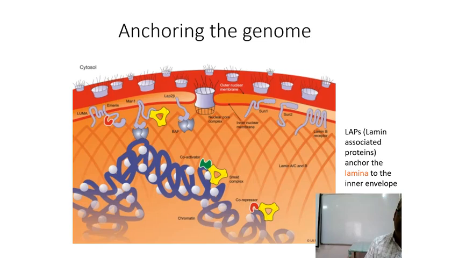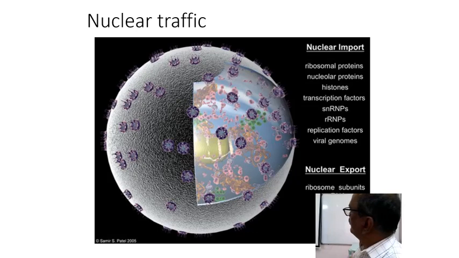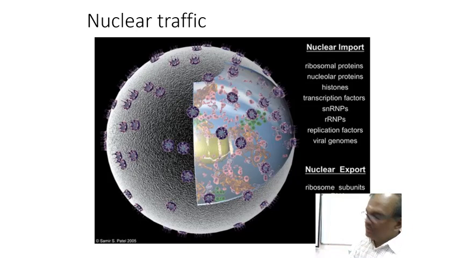The traffic, as I told, the nuclear import includes ribosomal proteins, nuclear proteins, histones, transcription factors, snRNPs, rRNPs, replication factors, viral genomes, etc. The nuclear export includes ribosomal subunits, many associated proteins, and even tRNA. There are many, it is not possible to list them all, two or three are here. So export as well as import are possible for nuclear traffic.